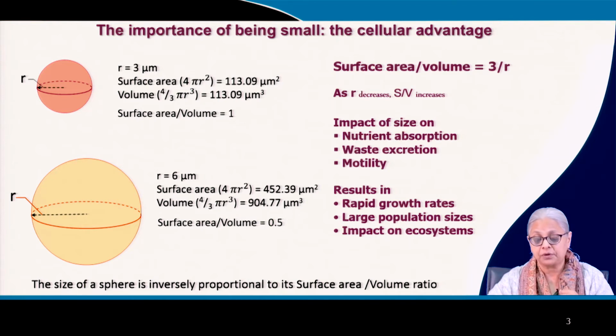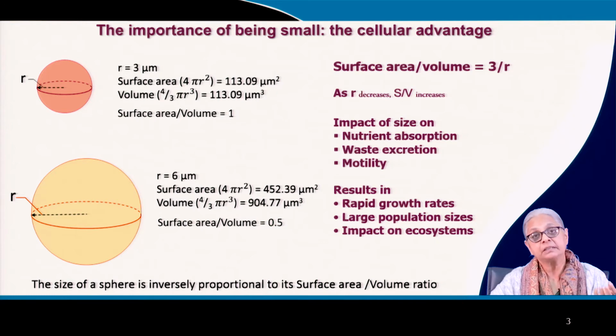And that will result in rapid growth rates. So if the nutrients in the environment are available, the growth rate is very rapid, and this will result in large population sizes. So if you think about wastewater, municipal wastewater, it has millions to billions of cells per ml. Okay, so imagine the number of cells that are able to exist on the nutrient available in the wastewater. So the population sizes are very, very large, and they have a very strong impact on the ecosystems.